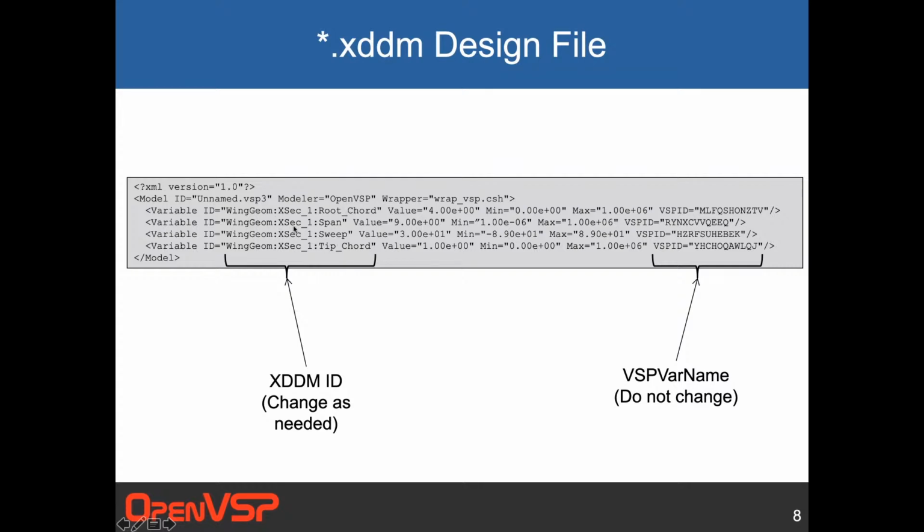You can change these. However, over here's the VSP ID. These are that random letter ID that we use internally in VSP to uniquely identify the parameter. Don't change these because then it won't work. So this is what VSP uses to uniquely identify the parameter. This is just a label that Cart3D and the optimization framework use to report out to users what's going on.